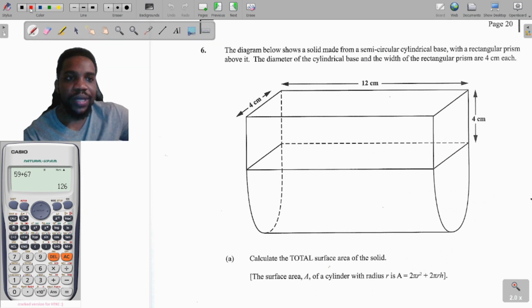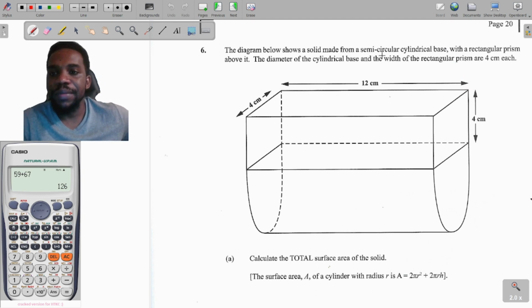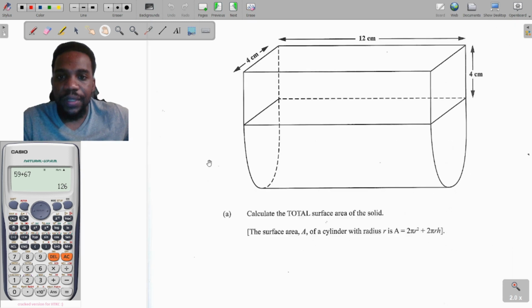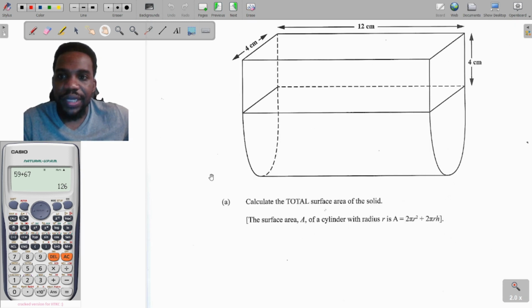All right, let's look at question 6. The diagram below shows a solid made from a semicircular cylindrical base with a rectangular prism above it. The diameter of the cylindrical base and the width of the rectangular prism are 4 centimeters each. All right, let's bring this paper down a bit. Now, the first question says, calculate the total surface area of the solid. Now, bear in mind the surface area is what is exposed, what you can actually see.